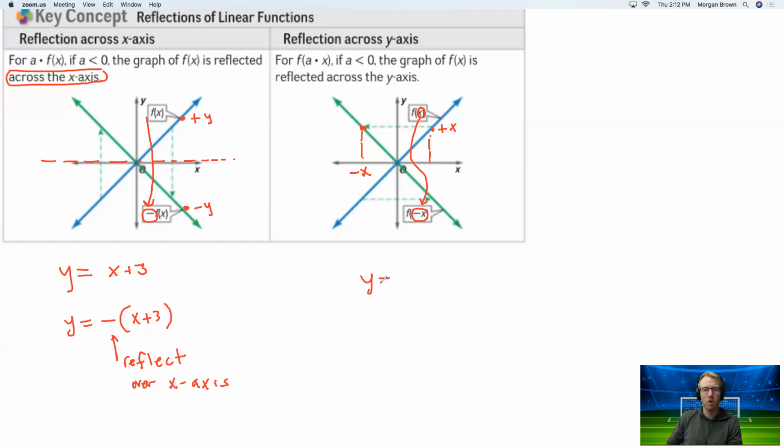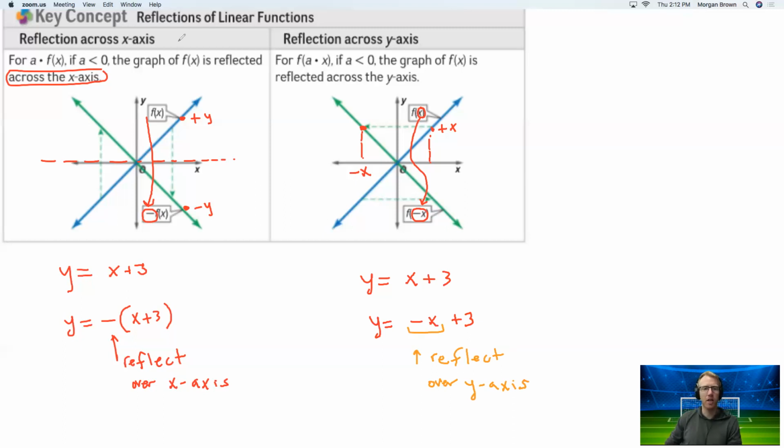So for example, if I have y equals x plus 3, let's use the same example, and I write y equals negative x plus 3. The key difference here is because I'm only putting the negative on the x, not on the entire function, this is going to be a reflection across the y-axis. And like I said, we'll see this in Desmos, and we'll see lots of examples coming up on the next slide. So these two reflections are possibilities that we'll look at right now.